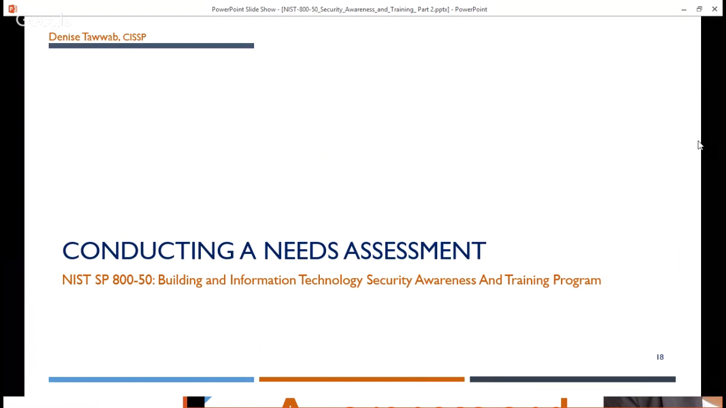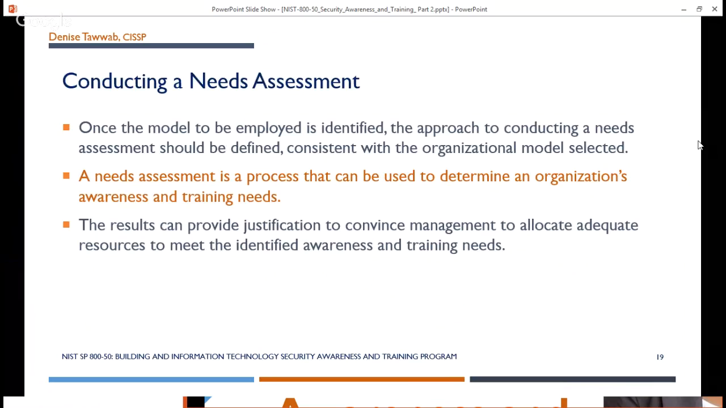All right, next up, conducting a needs assessment. Once you've decided on the model that you're going to use to design and deliver your training, the approach to conducting a needs assessment has to be defined consistent with the organizational model that you chose. A needs assessment is the process that's used to determine the organization's awareness and training needs. The results provide justification to convince management to allocate adequate resources to meet those training needs.